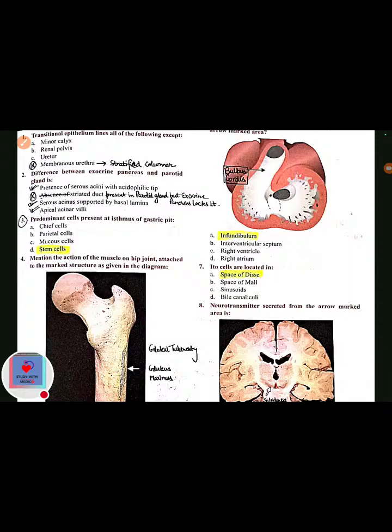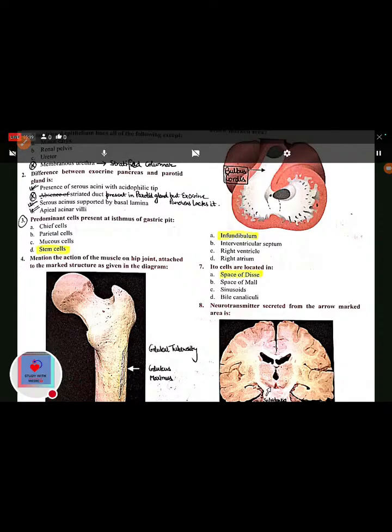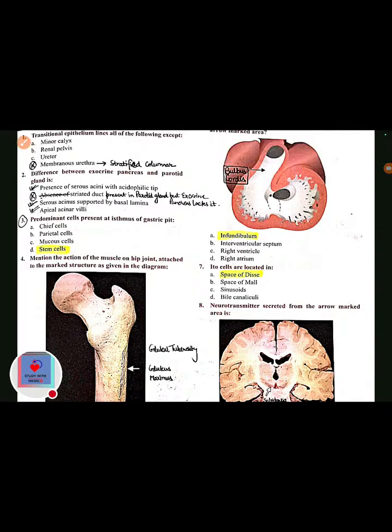Parietal oxyntic cells are found throughout the gastric gland. Parietal cells are notably differentiated cells. Stem cells are the predominant and most functionally significant cells in the isthmus.